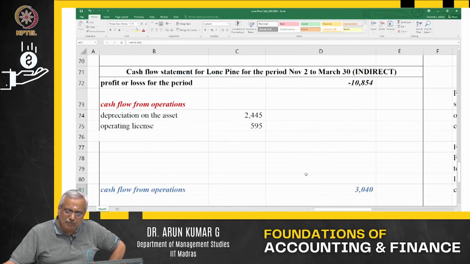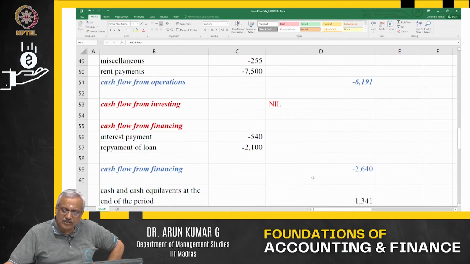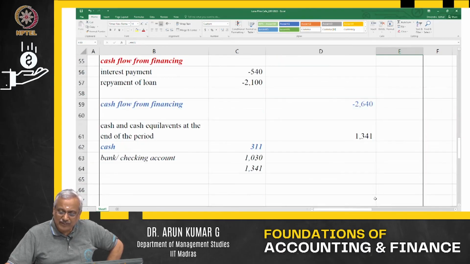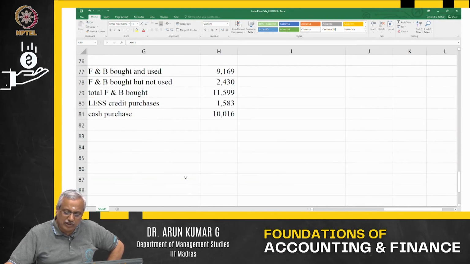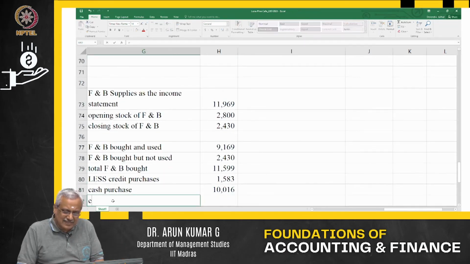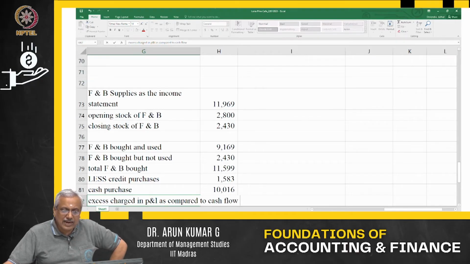But what have you charged in the P&L to arrive at a profit or loss of 10,854? You have charged 11,969. But what is the amount of cash paid? The amount of cash paid is only 10016. What is the excess charged in P&L as compared to the cash flow statement?